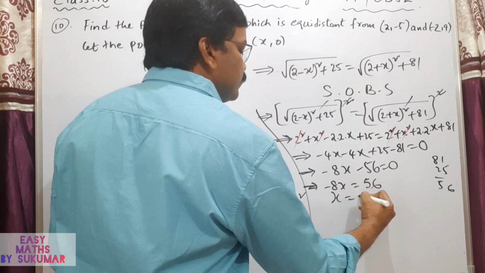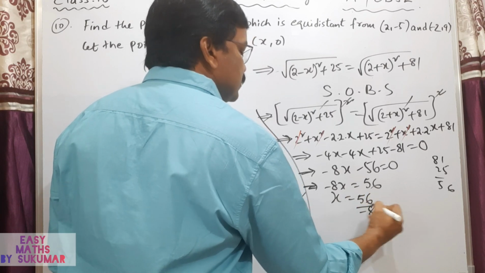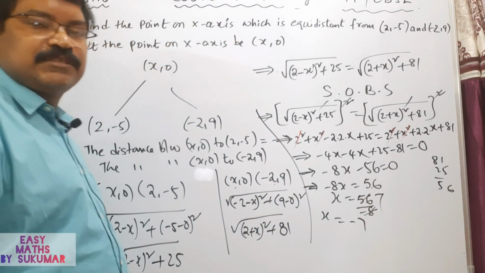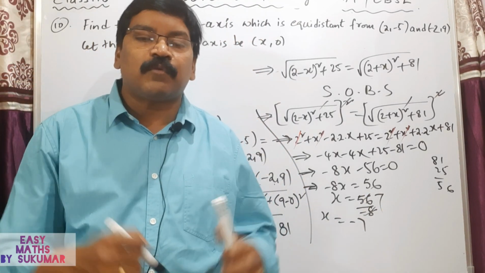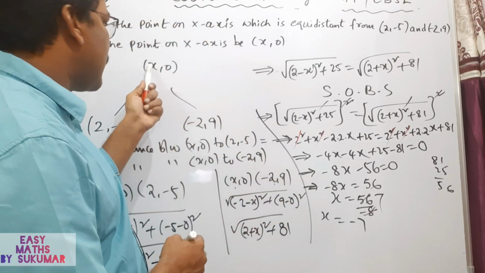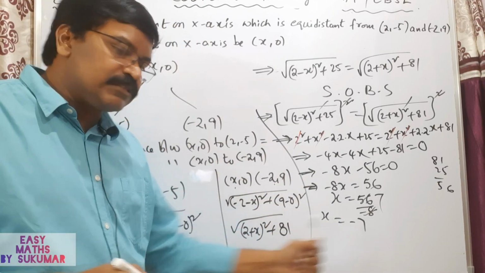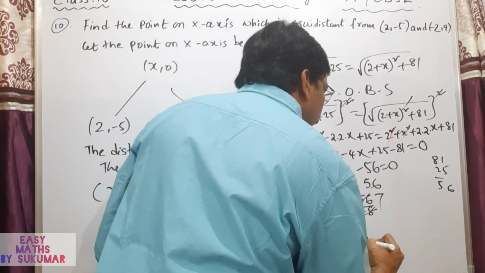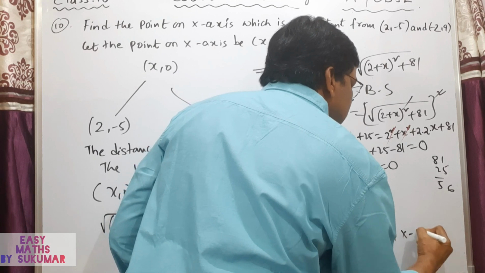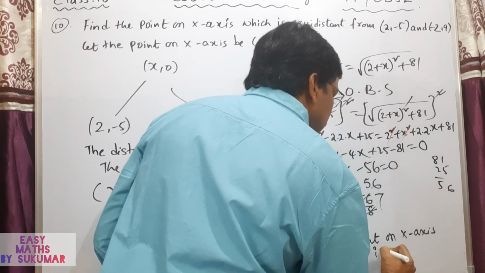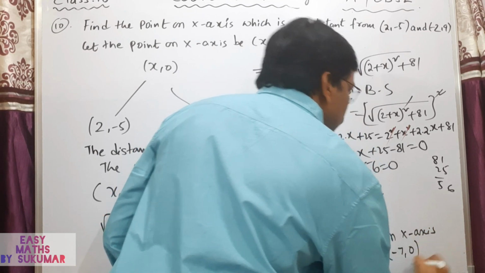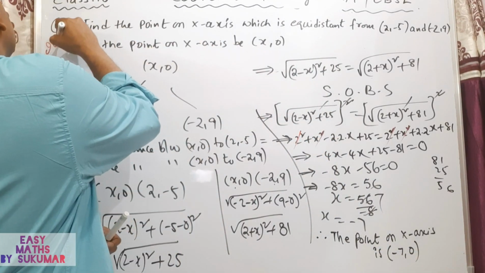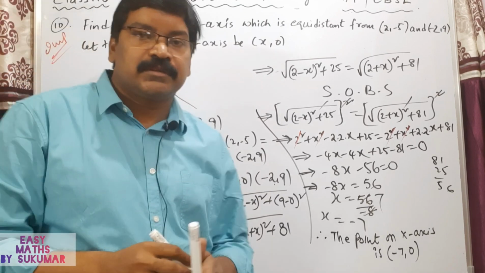x is equal to 56 by minus 8. So x is equal to 7 times, it gets cancelled. That means x is equal to minus 7. Therefore, what is the point on the x-axis? x comma 0. So the value of x is minus 7. Therefore, the point on the x-axis is minus 7 comma 0. So it is an important sum for the public examination.